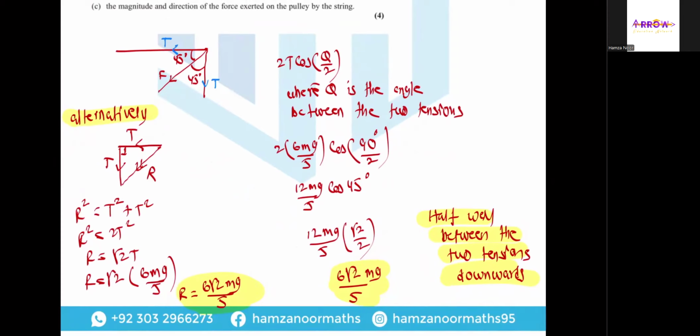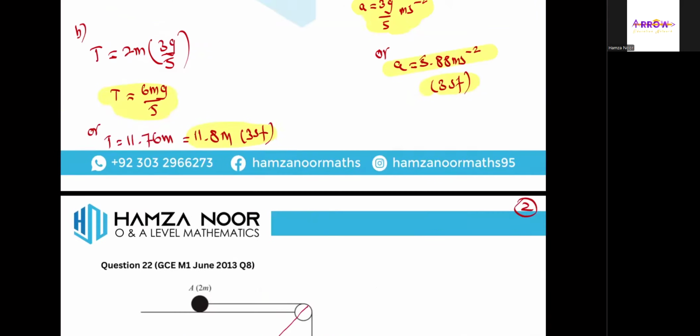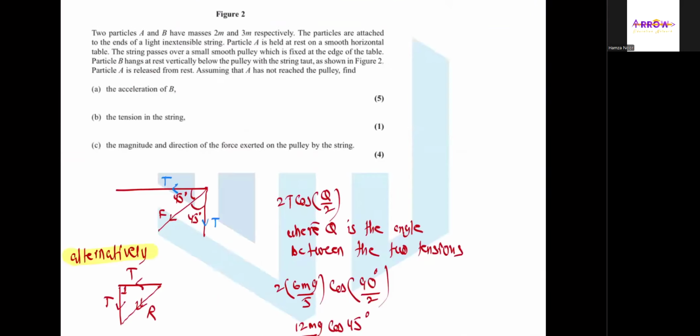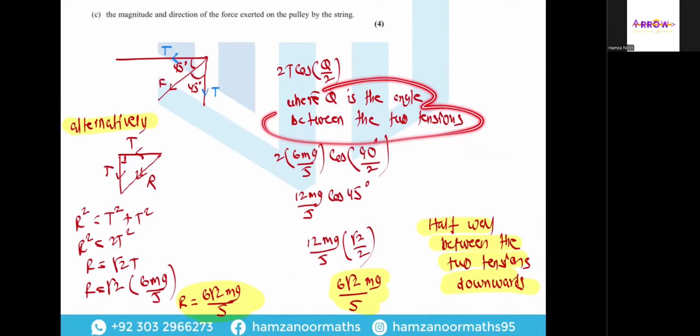This is the formula which you need to remember, and here you just make a basic sketch where theta is basically the angle between the two tensions. Since we have found the magnitude of the tension in the string, which was 6mg over 5, I've just used this. Remember that theta is the angle between the two tensions. Since the two tensions are perpendicular to each other, the angle between the two tensions is equal to 90 degrees. So 2 multiplied by 6mg over 5 multiplied by cos 45 degrees.